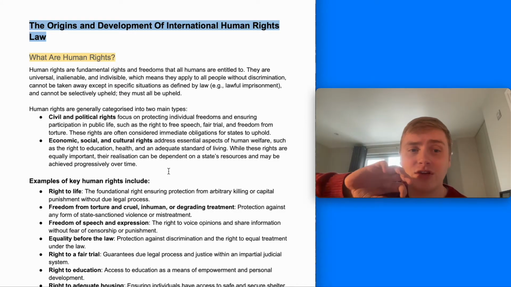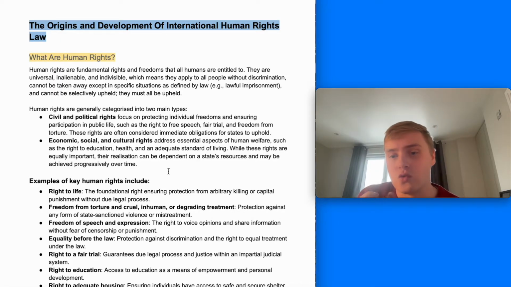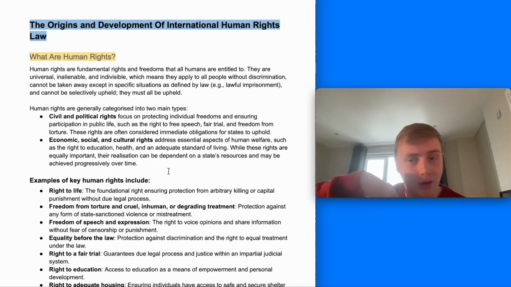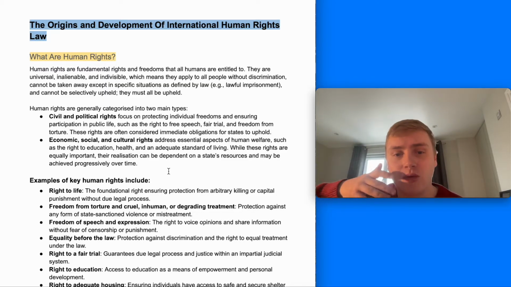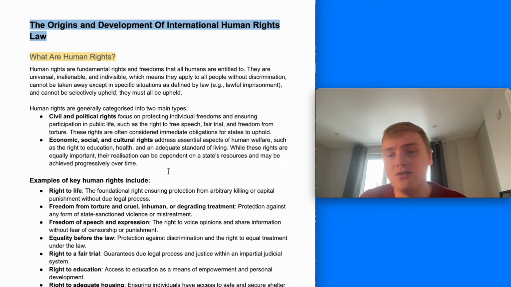They're classically categorized into two main types. Civil and political rights, the classic right to free speech, fair trial, freedom from torture, are considered immediate obligations for states to uphold, and are the most central human rights. And there's also economic, social, and cultural rights, for example, the right to an adequate standard of living, the right to healthcare, the right to education. Though they're equally important, of course, their realisation is often not as strong and can really depend on a state's situation, resources, and how the state decides to act effectively.